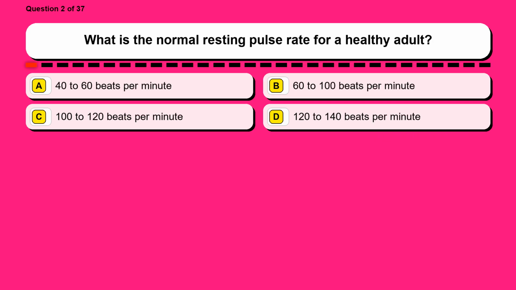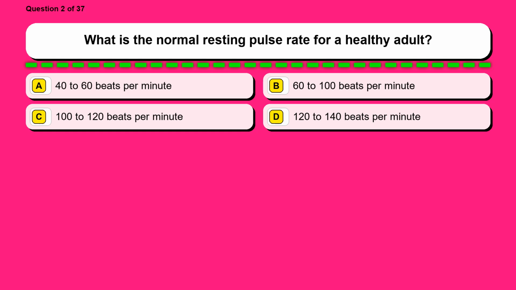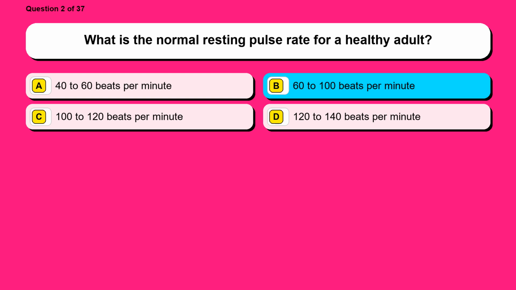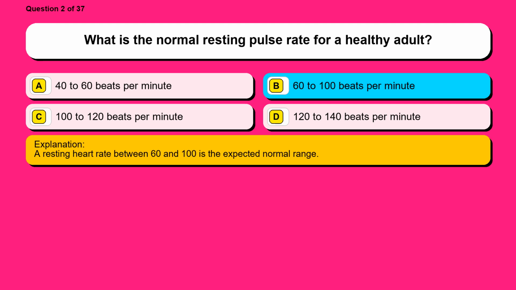Question 2. What is the normal resting pulse rate for a healthy adult? Option A, 40 to 60 beats per minute. Option B, 60 to 100 beats per minute. Option C, 100 to 120 beats per minute. Option D, 120 to 140 beats per minute. The correct answer is option B, 60 to 100 beats per minute. A resting heart rate between 60 and 100 is the expected normal range.